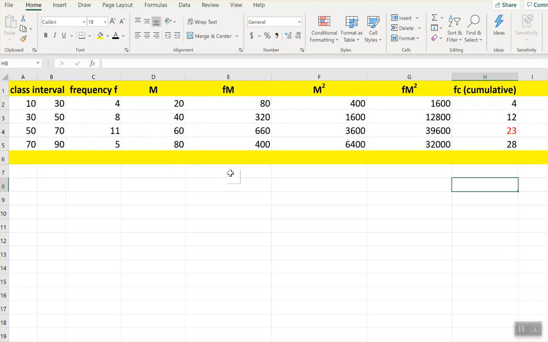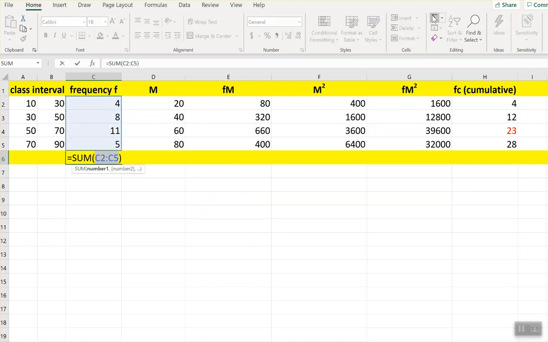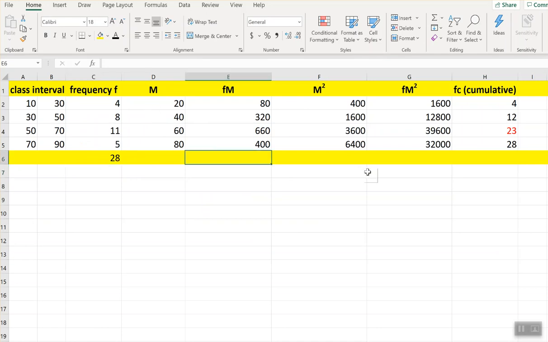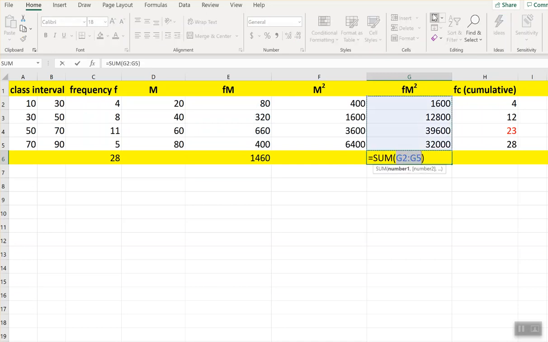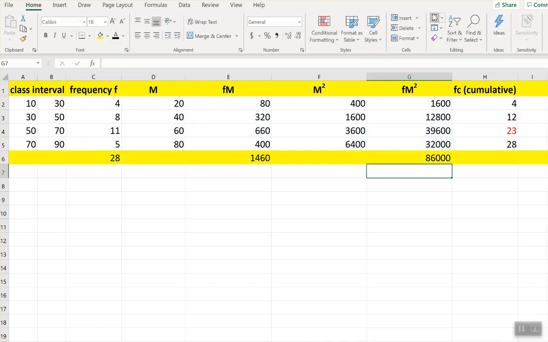Let's start by adding up some of the things that we need. So I know I'm going to have to add up the frequency to calculate n. So I'll just add those up using my sum formula. 28. I'm going to have to add up my f times m. So I'm going to add those up. It's 1460. I'm also going to need the sum of fm squared, and that's 86,000. So I have everything I need to know. I've computed everything I need now to compute my mean, my median, and my variance.